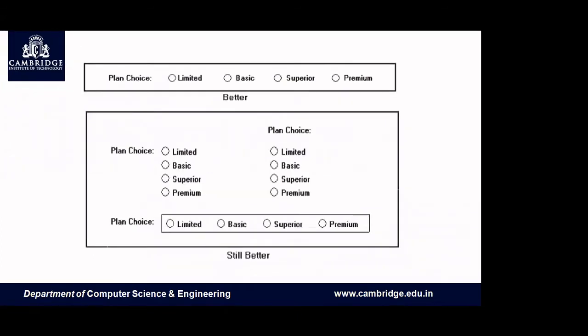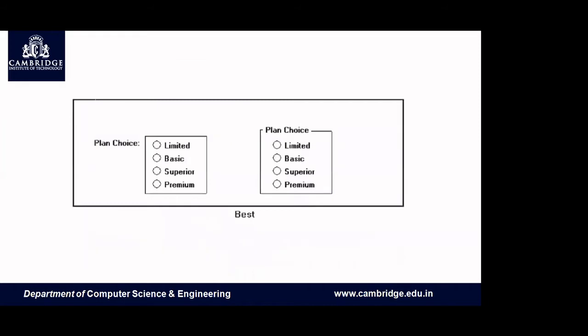A little better is where they have given some space difference between them and improved a little. But we can do still better using the next figure, where they have given grouping, a proper vertical orientation and a proper horizontal orientation. This is still better. But the best one is to do proper grouping and proper alignment. Then you can have the best presentation of radio buttons.